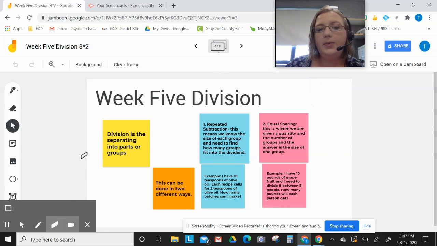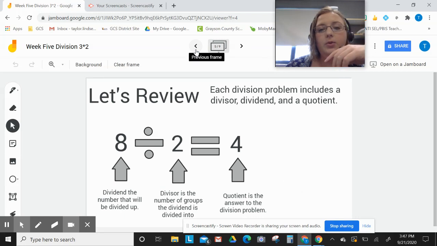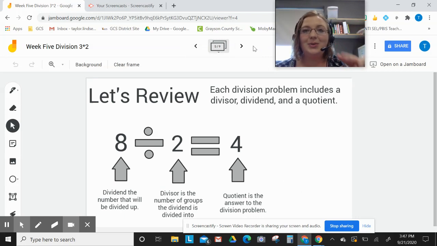Now, let's go back to our examples, and we're going to start determining whether we're looking for partitioning, are we doing repeated subtraction, or are we doing equal sharing? So we just reviewed that the quotient's the answer, the divisor is the number of groups, and the dividend is our total.